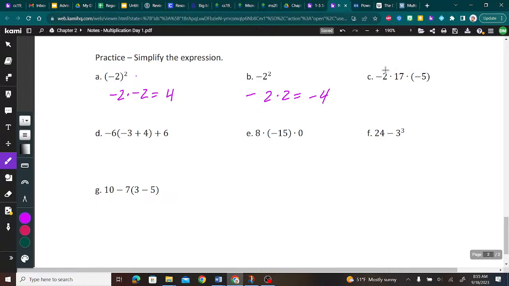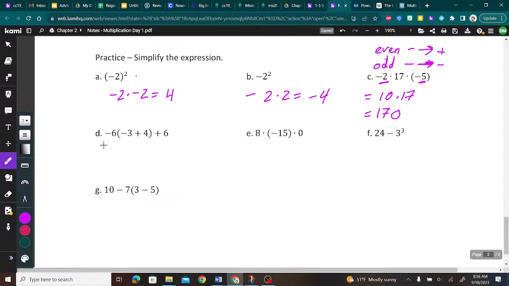In letter C, I want you to stop for a moment and recognize this is another truth. If there's an even number of negatives, the answer is positive. If there's an odd number of negatives, the answer is negative. So if we look here, we've got 2 negative signs, so our answer is going to be positive. 2 times 2 times 5 is 10. 10 times 17 is 170.